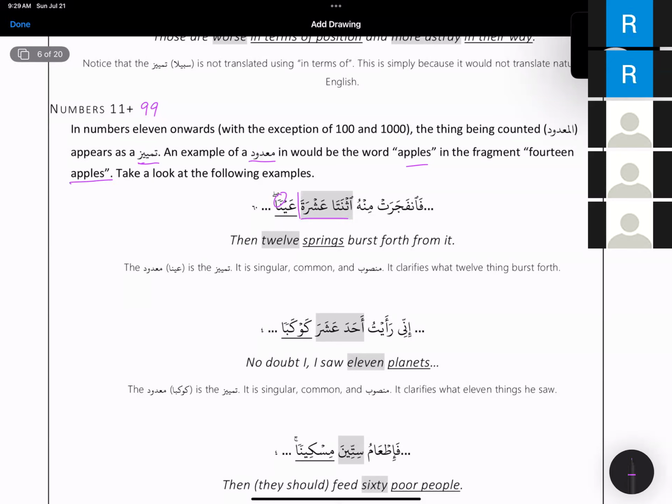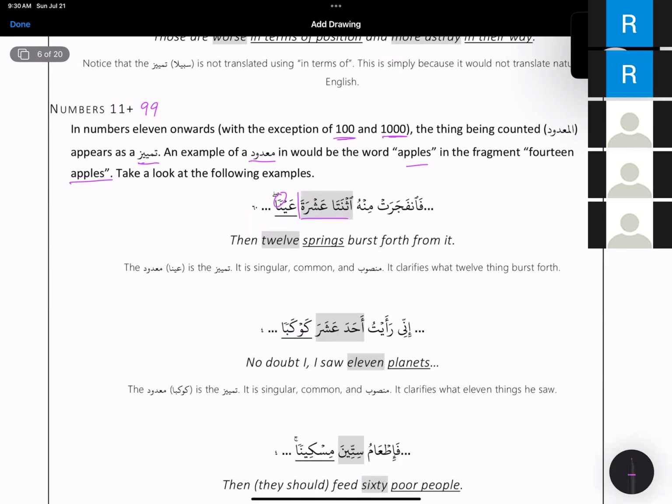So it says with the exception of 100 and 1,000, meaning tamyiz does not come with them. Number 11 onwards, with the exception of 100 and 1,000, which have a different pattern. Even the tens, like 20, 30, 40, 50, 60, 70, 80, have a different set. This is a lot to understand about numbers. So for now, we're going to just say that for 11 to 99, we need a tamyiz after them, and the rest, inshallah, we will dig deeper into in the next class.